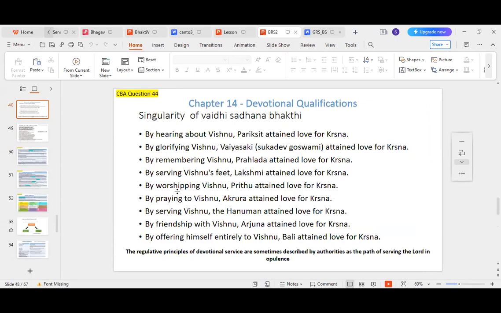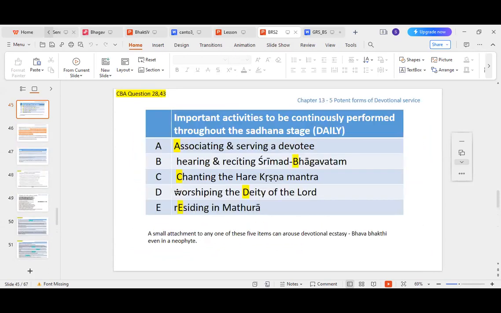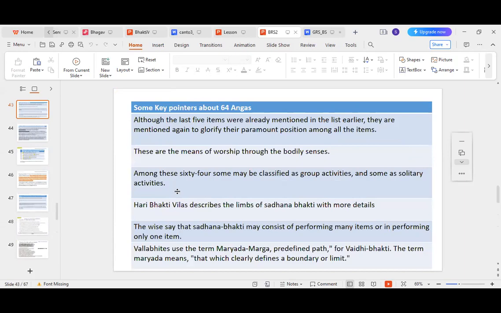So this is the next portion of Bhakti Rasamrita Sindhu. The initial portion, chapters 1 to 10, we have seen. Again from 11 to 19 we have covered. Prabhuji, 10 to 19, yes, sorry, 10 to 19.